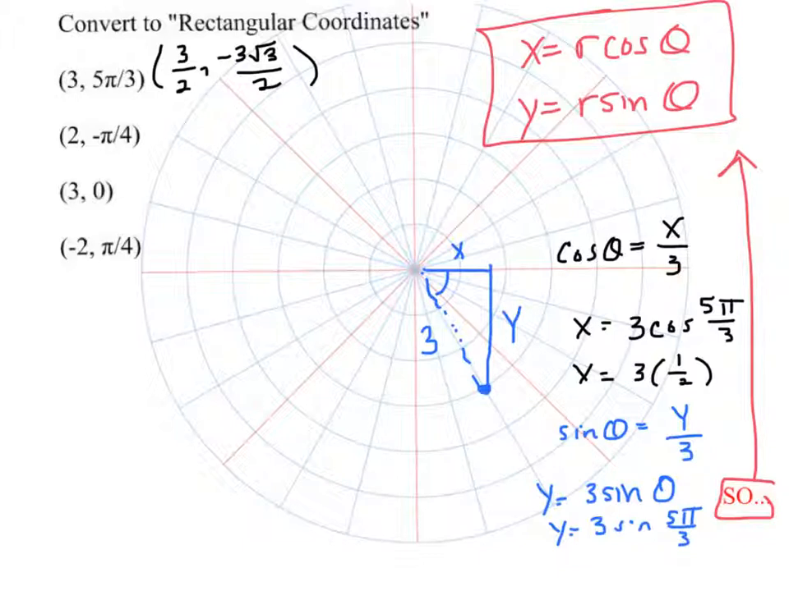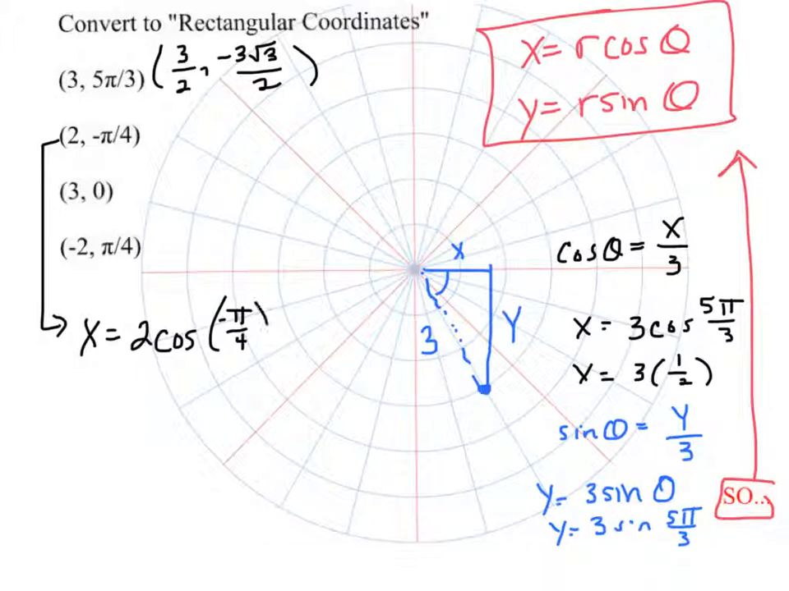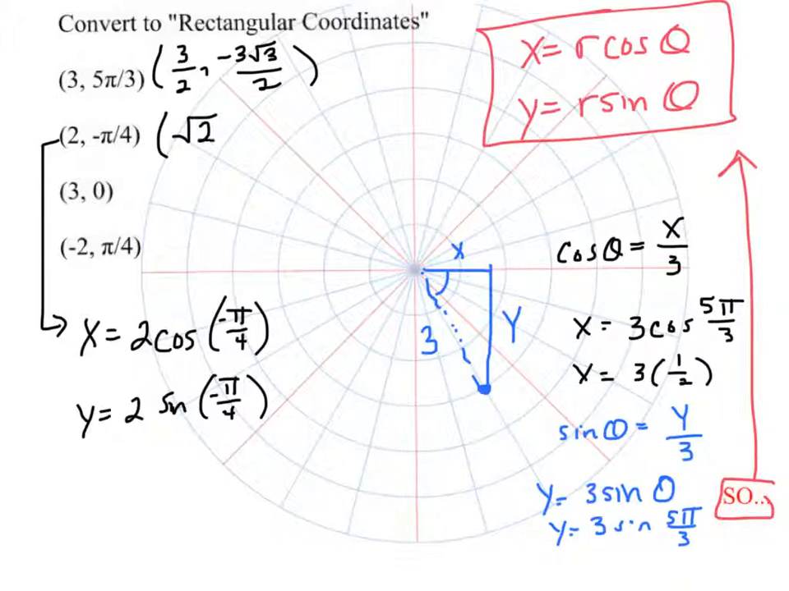So I'm going to just do one more. I don't think we need to do all 4 because it's just a very nice formula. Let me write this down. So x is equal to 2 multiplied by the cosine of negative π/4, and y is going to be 2 multiplied by the sine of negative π/4. The cosine of negative π/4 is square root of 2 over 2. So 2 multiplied by root 2 over 2 is just square root of 2.